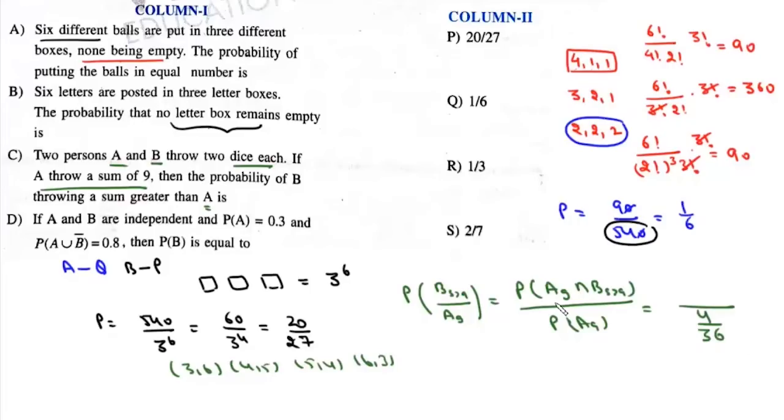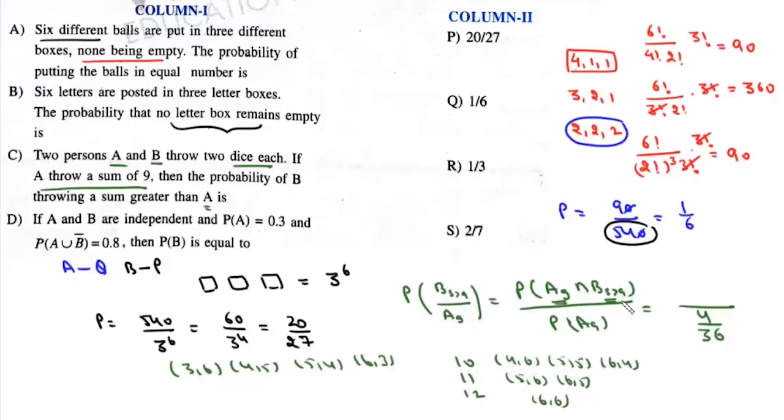Now we need to find this intersection, where A scores 9 and B scores a sum which is greater than 9. The sum greater than 9 could be either 10, 11 or 12. We get 10 with (4,6), (5,5) and (6,4). 11 is (5,6) and (6,5), and 12 is (6,6).